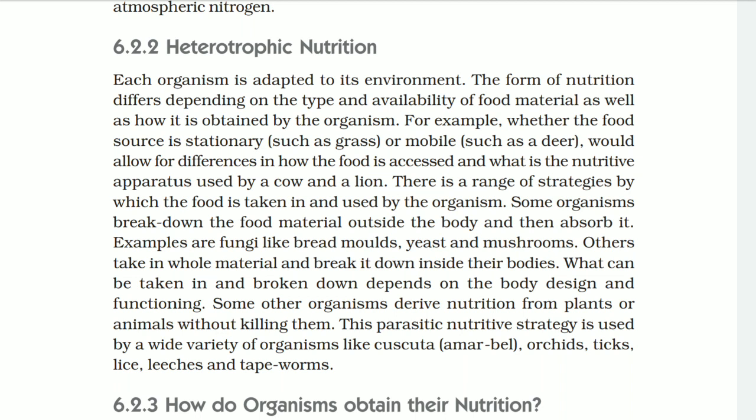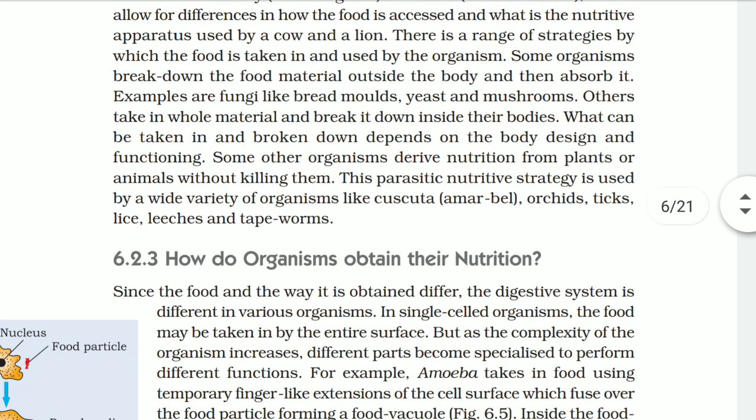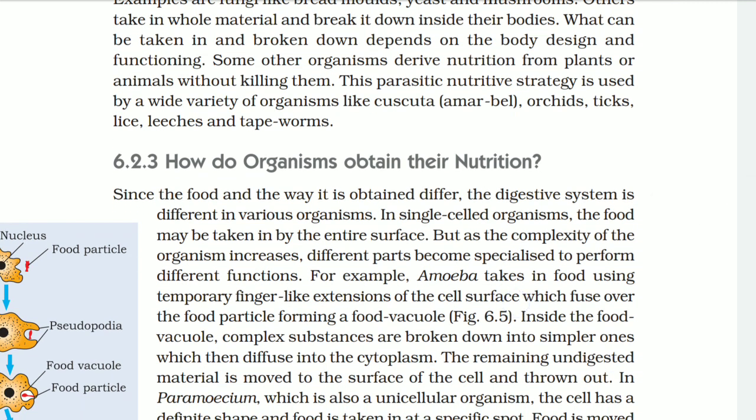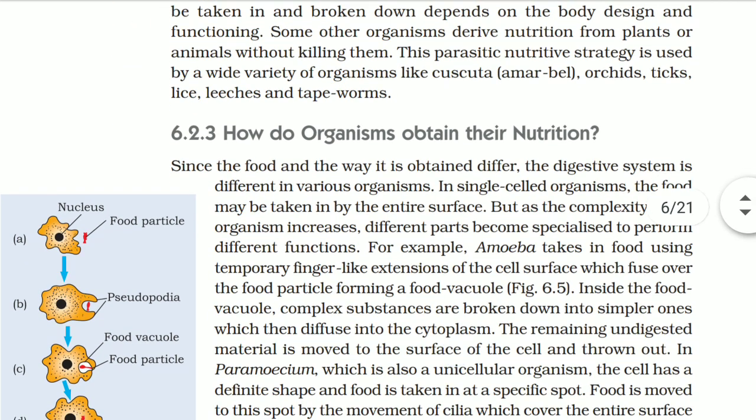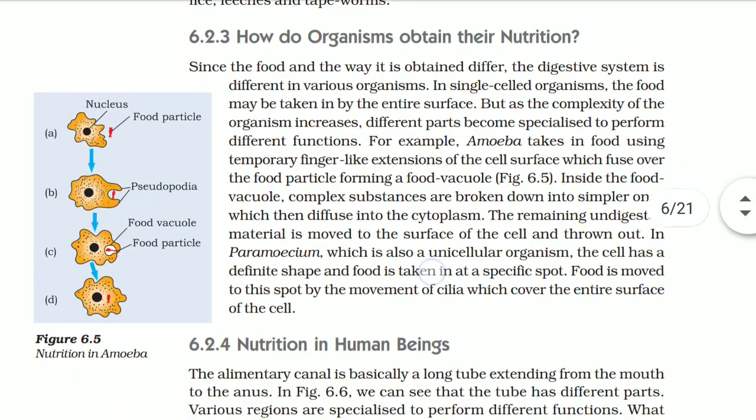Some organisms break down the food material outside the body and then absorb it. Examples are fungi, like bread molds, yeast and mushrooms. They break down the food before they take it in. Others take in the whole material and break it down inside their bodies. What can be taken in and broken down depends upon the body design and functions. Some other organisms derive nutrition from plants or animals without killing them. These are known as parasites. The parasitic nutrition strategy is used by a wide variety of organisms like Cuscuta, amarbel, orchids, ticks, lice, leeches and tapeworms.